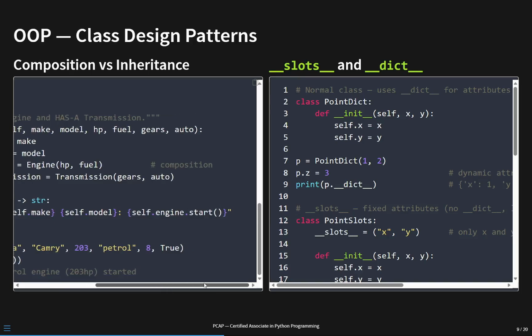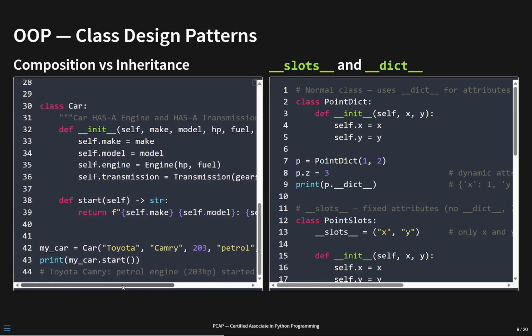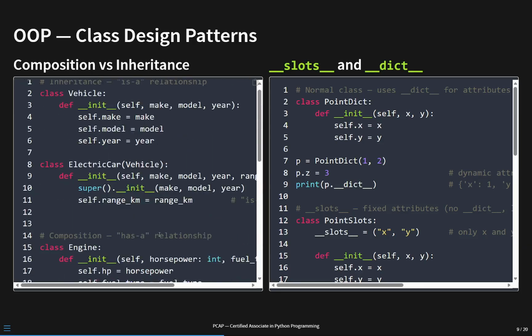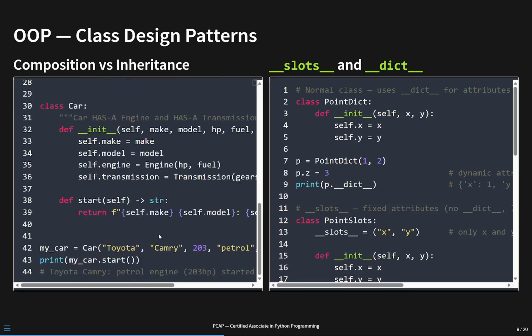The rule of thumb: prefer composition over deep inheritance hierarchies. Inheritance creates tight coupling. Changes to the parent affect all children. Composition is more flexible. You can swap out the engine implementation without touching the car class.